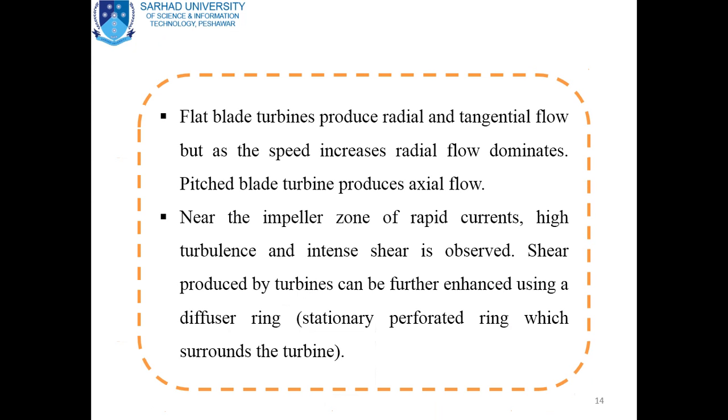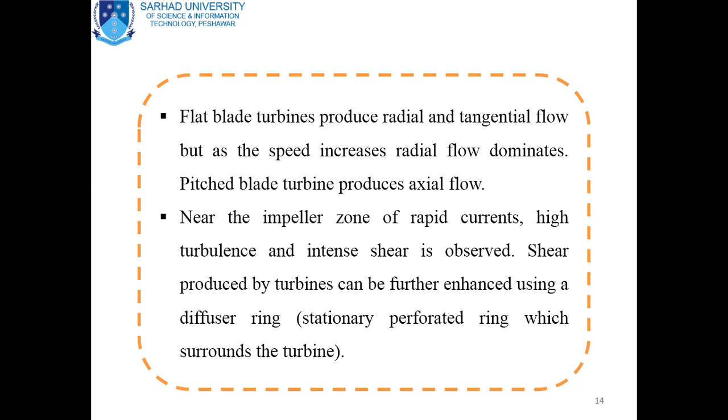Flat blade turbine produces radial and tangential flow, but as the speed increases, these flows will be definitely affected, and the radial flow will be dominant. In case of pitch blade turbine, it will produce axial flow. We will discuss radial, tangential and axial flow patterns as well in this lecture.